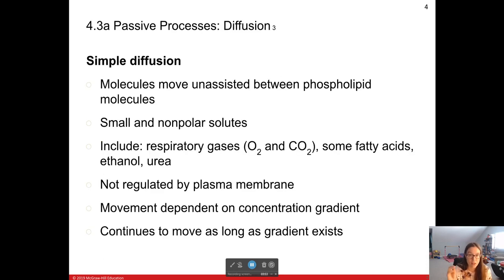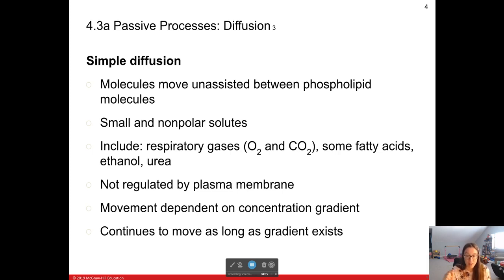So we'll start with diffusion, and remember there's 2 main types, simple diffusion and facilitated diffusion. With simple diffusion, molecules can move unassisted between the phospholipid bilayer, right? And this is going to be small and non-polar solutes. Really good examples that we've talked about a lot are oxygen and carbon dioxide, but also some fatty acids, ethanol and urea are other good examples. And we've had a couple of short answer scenarios where you had to talk about this.